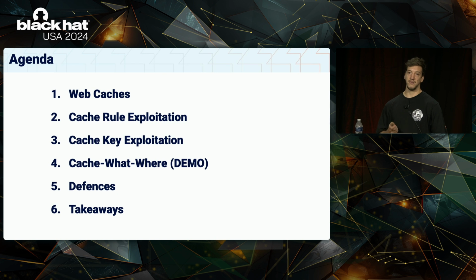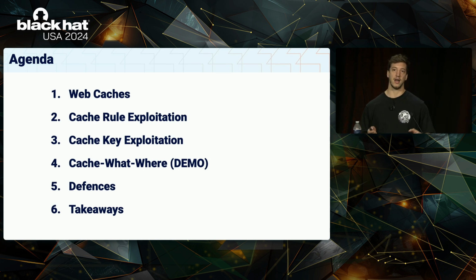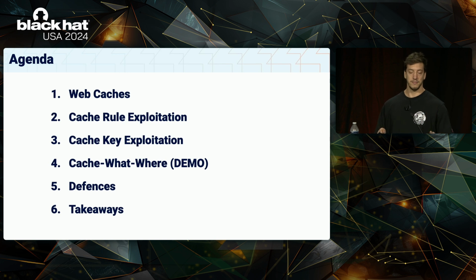First, I'm going to briefly explain how a web cache works. Next, I'm going to show how we can abuse different URL parsing discrepancies between an HTTP server and a cache proxy in order to steal some sensitive information from a victim and obtain arbitrary web cache deception.